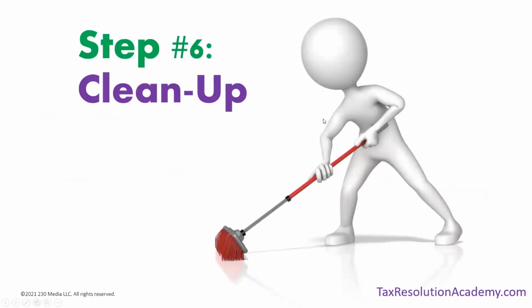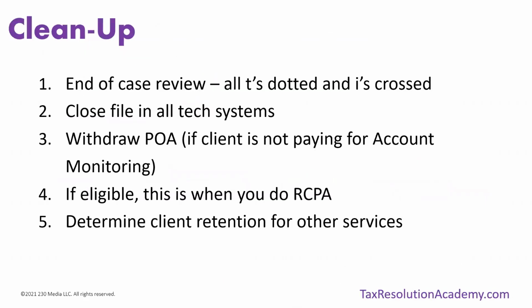Now on to step number 6, which is the cleanup phase. So here, what you're going to do is you're going to have an end of case review to make sure that all your T's are dotted and your I's are crossed. Wait. Something seems wrong there. So you have to diligently check everything to make sure that everything's done properly. You're going to close out the taxpayer's file and all of your technology systems, your CRM and all that. And you're going to withdraw your power of attorney.